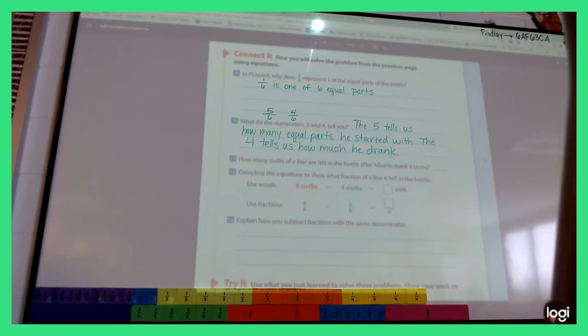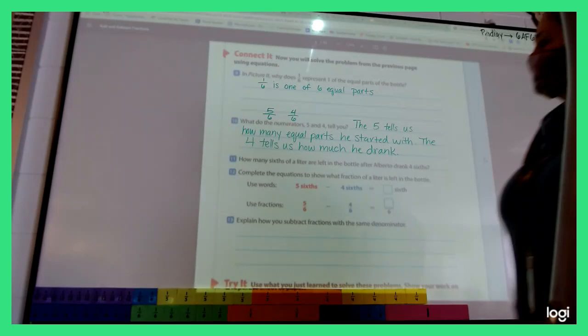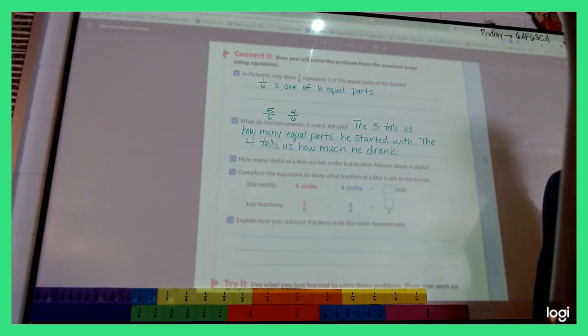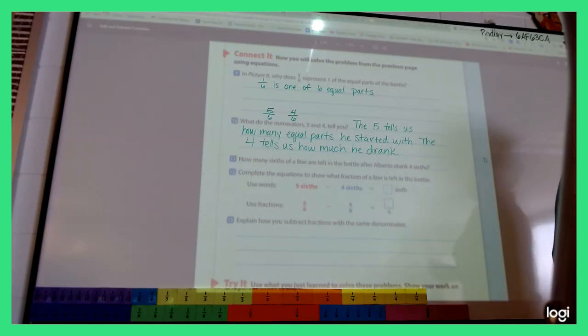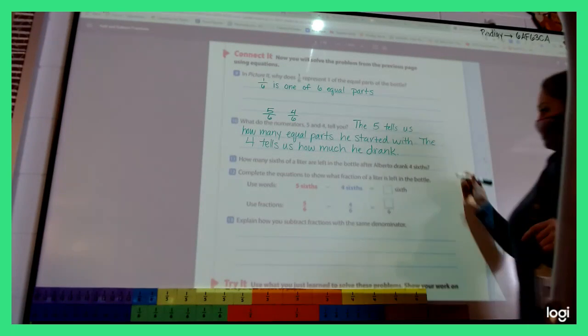All right, number 11. How many sixths of a liter are left in the bottle after Alberto drank 4/6? This is the answer to the problem. I know you guys know this. I'm going to call a victim. Thank you, Quentin. 2. Are you sure? Look at the picture. How many sixths are left in the bottle? 1. 1/6. Nice job.